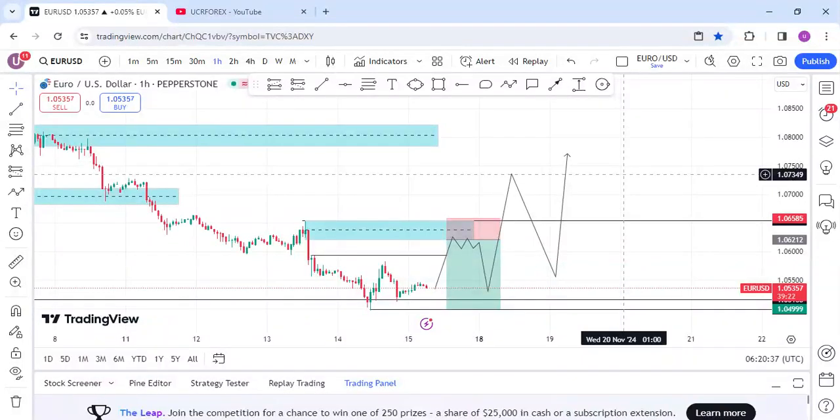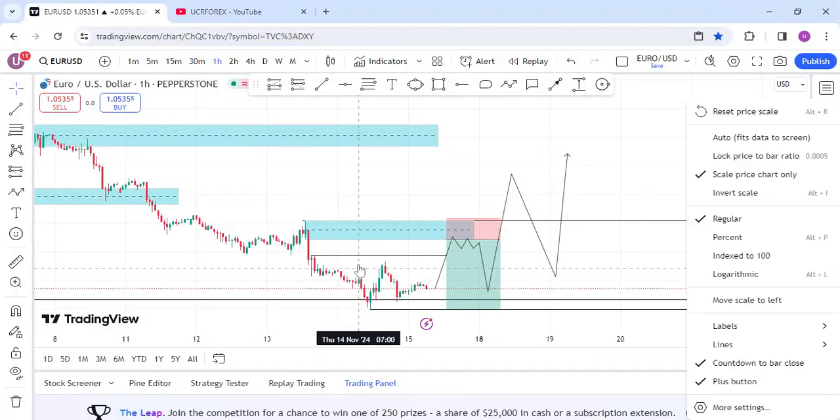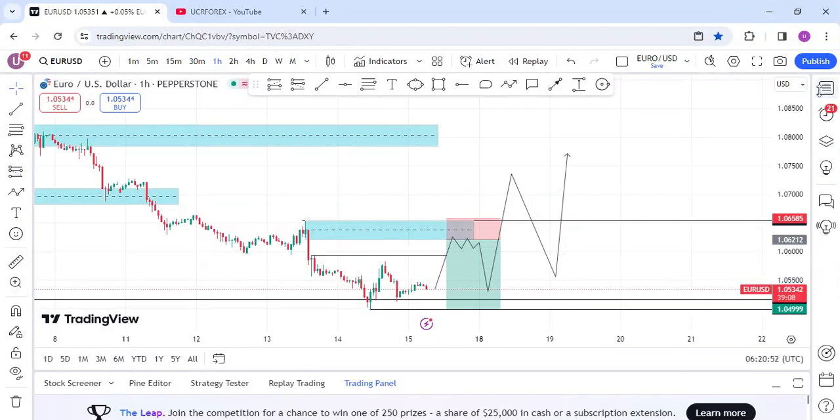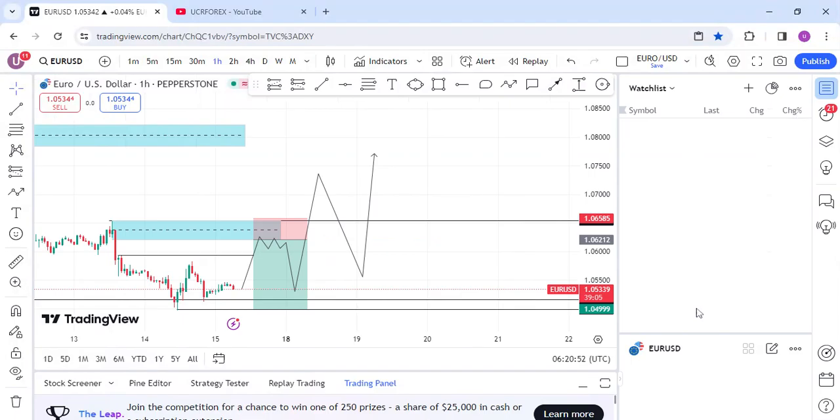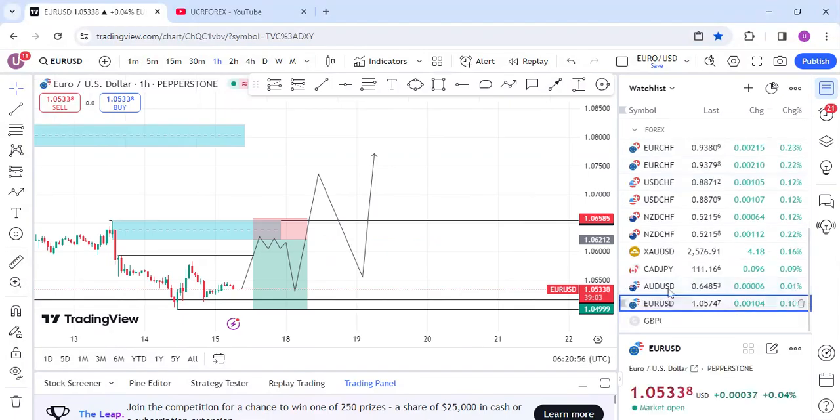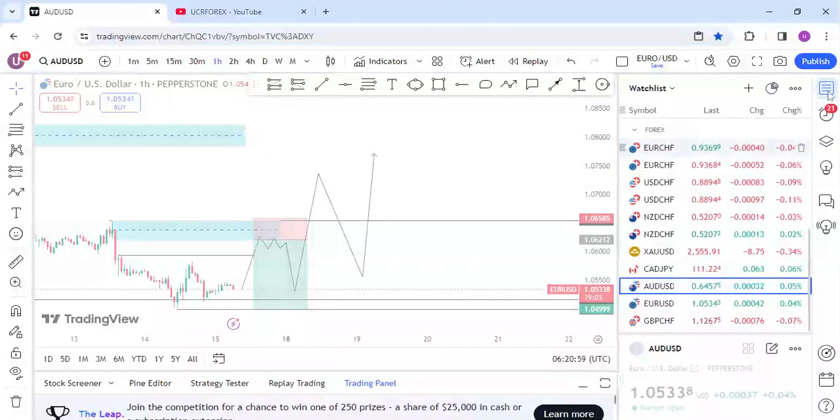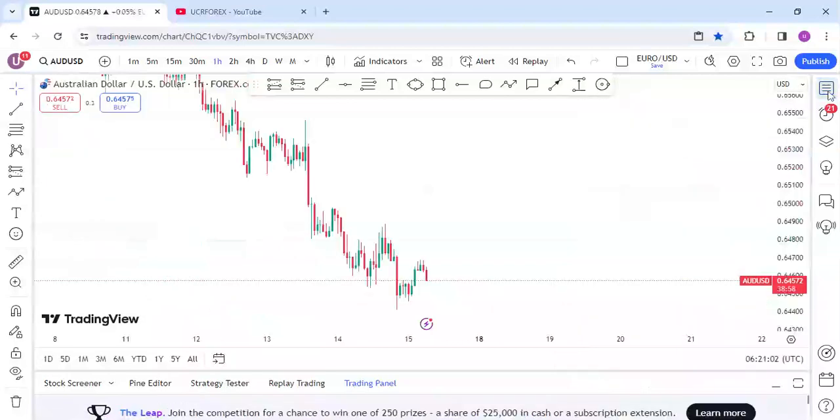Now let's check out Australian dollar USD. You will see that the same thing we did there is what we are going to do there. We are not going to change words. We are not going to change any steps that we have taken. So on that, we're going to be switching to Australian dollar USD. So you see, this is Australian dollar USD now.